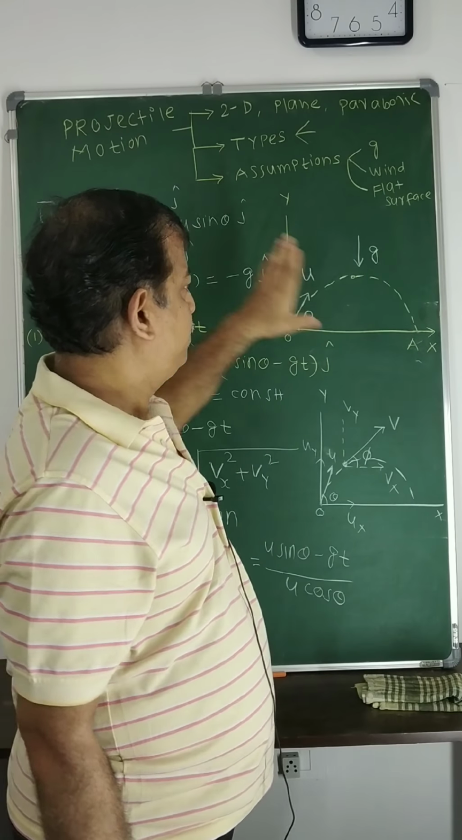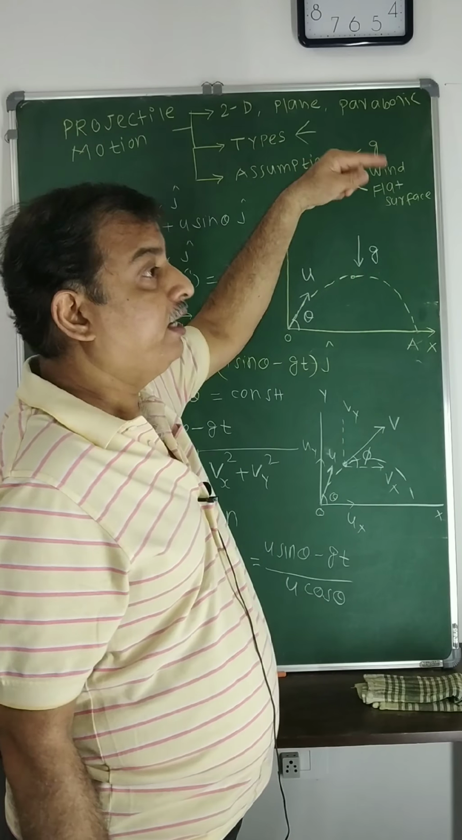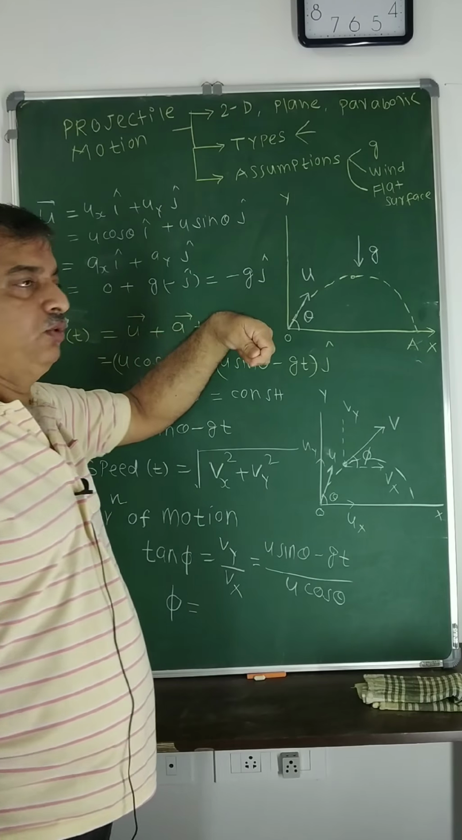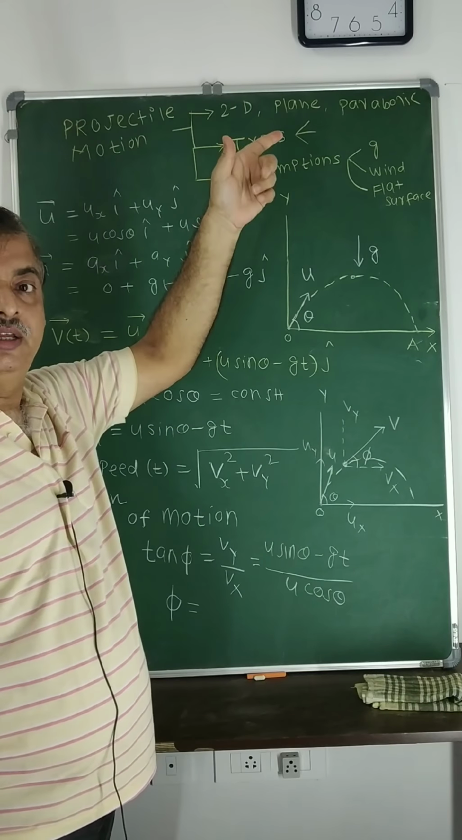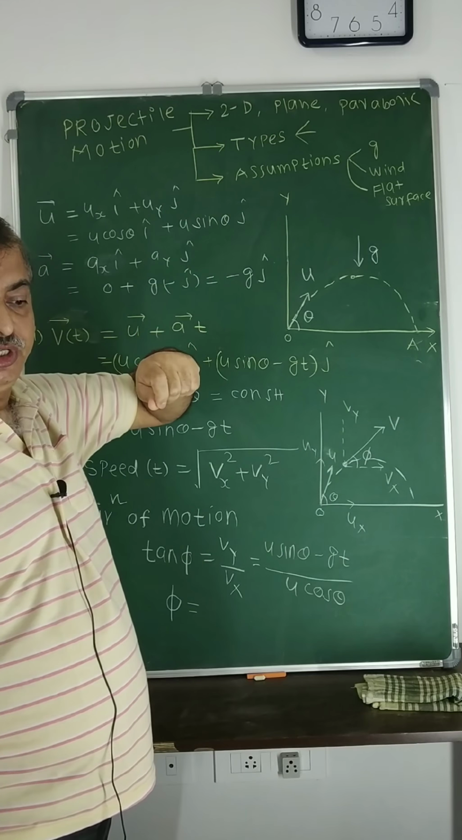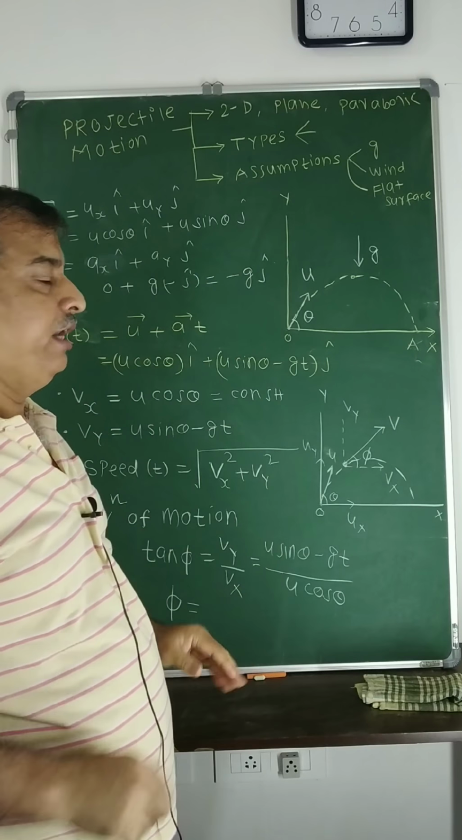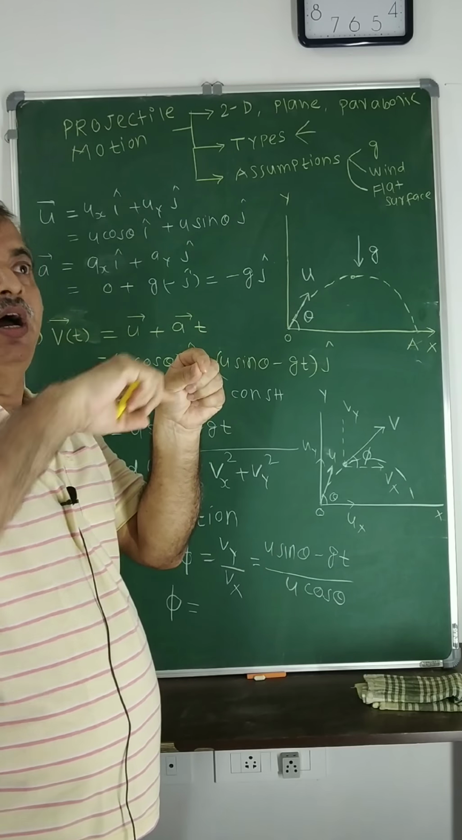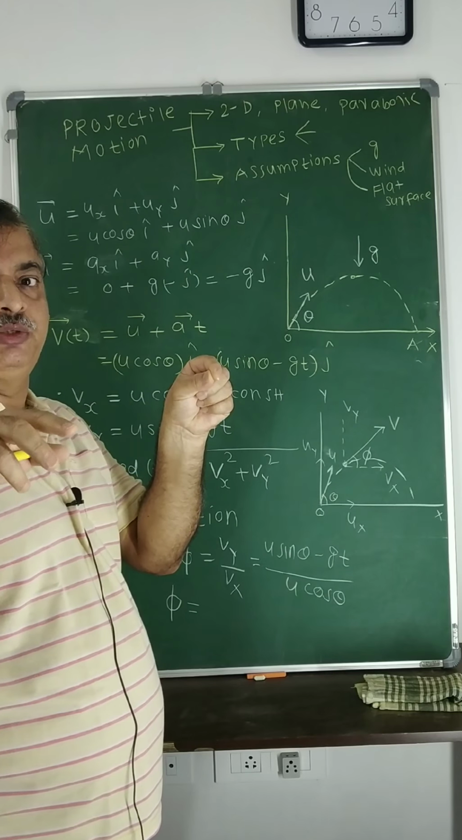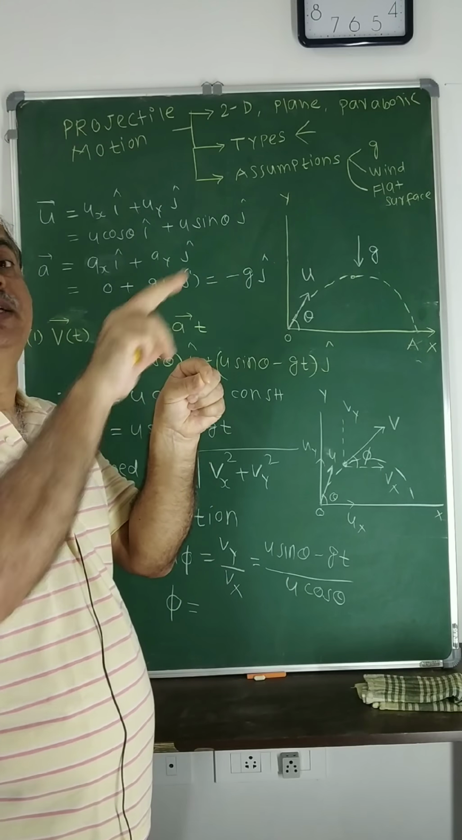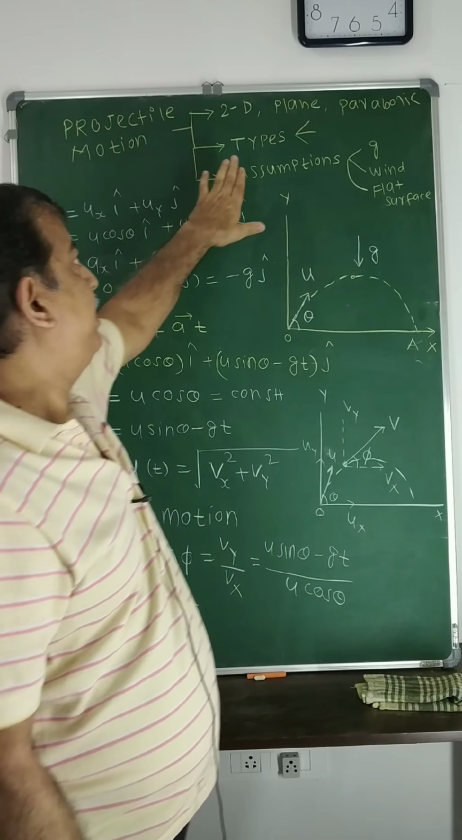Second type is the projectile is projected from a certain height. Maybe somebody is throwing a stone from the top of a building. So that means point of projection is at a certain height. So that is called projectile from a certain height. Now whether it is projecting horizontally up or down, that is a different situation. But point of projection is at a certain fixed height. That is called second type.